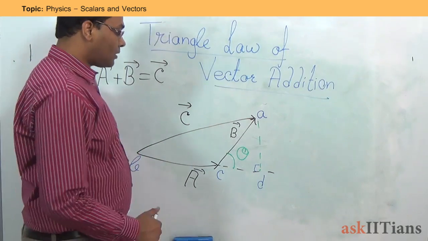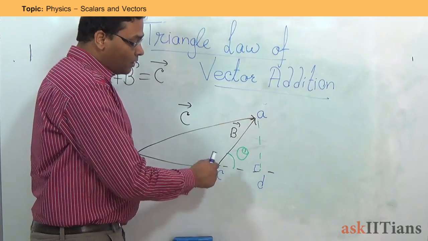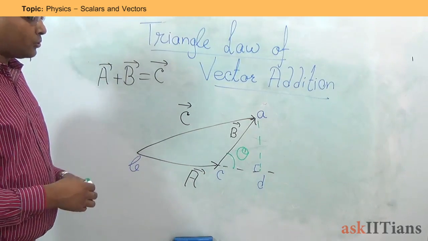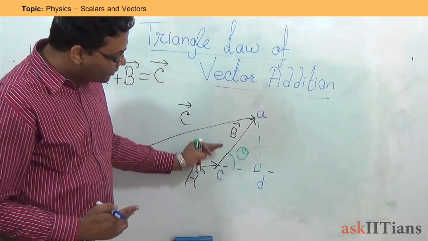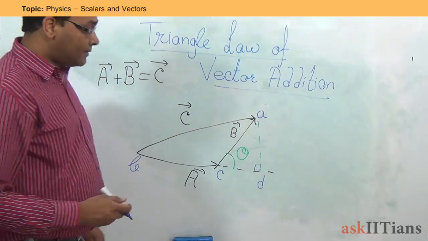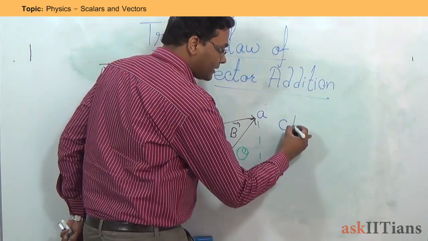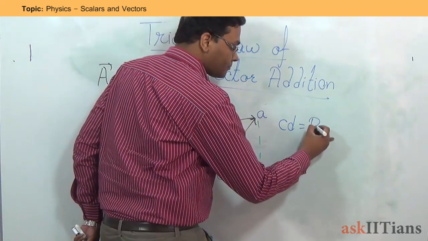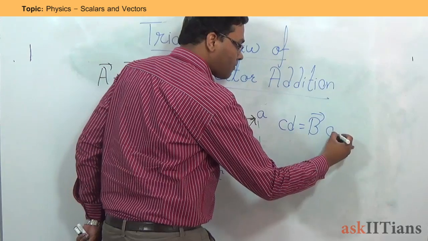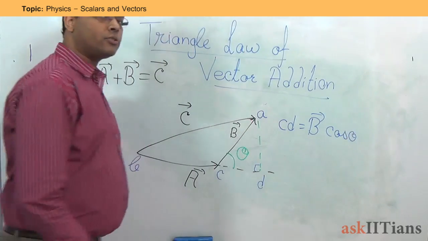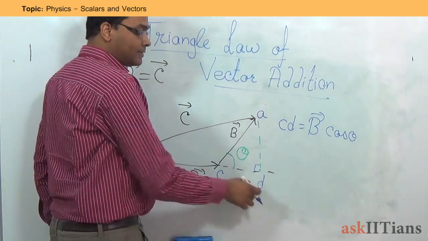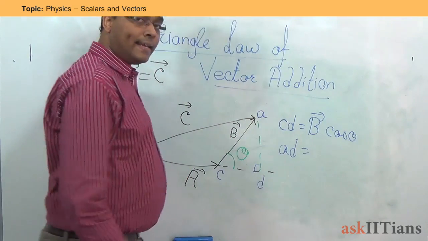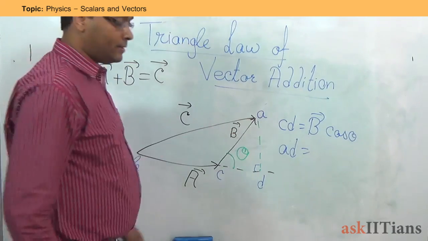So how do we do it? We have to take the component of vector B along the horizontal direction. If you take the component of vector B along the horizontal direction, that will be given by CD. So CD is equal to B into cos theta, and similarly the value of AD can be given by B into sin theta.